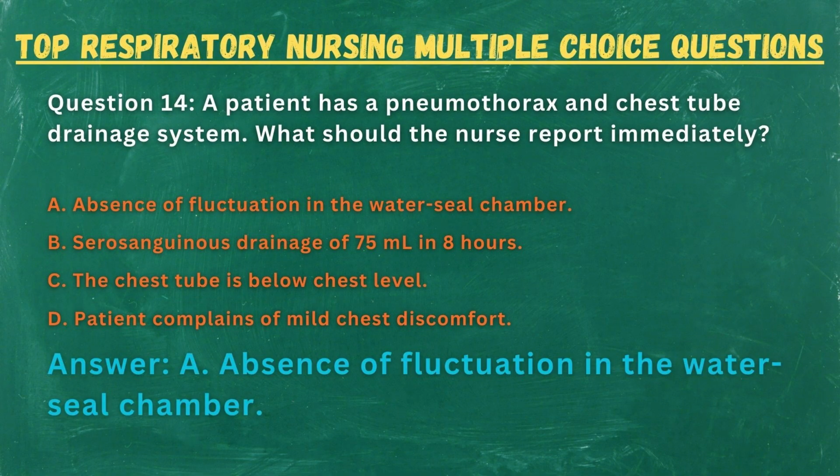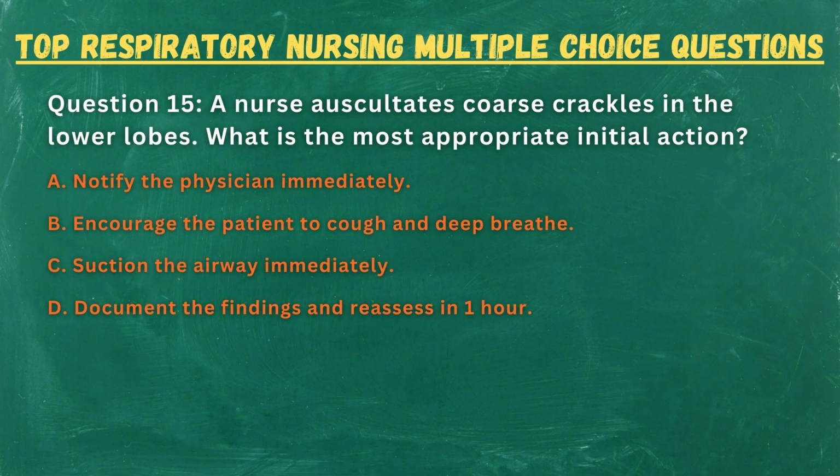Answer. A. Absence of fluctuation in the water seal chamber. Question 15. A nurse auscultates coarse crackles in the lower lobes. What is the most appropriate initial action? A. Notify the physician immediately. B. Encourage the patient to cough and deep breathe. C. Clear the airway immediately. D. Document the findings and reassess in 1 hour.